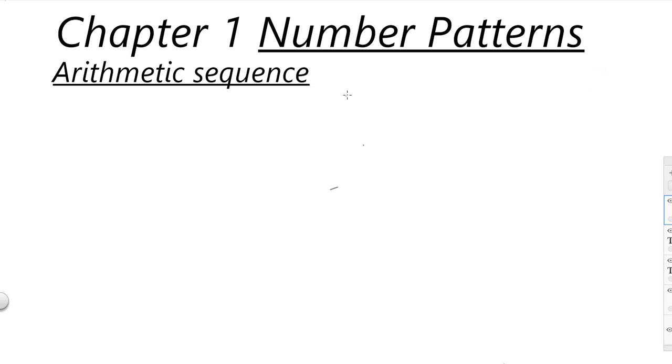For example, if I write 2, 4, 6, 8, and you can see 10, and then you continue. Maybe we have a number 102.